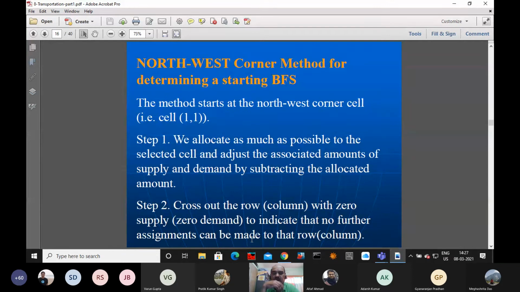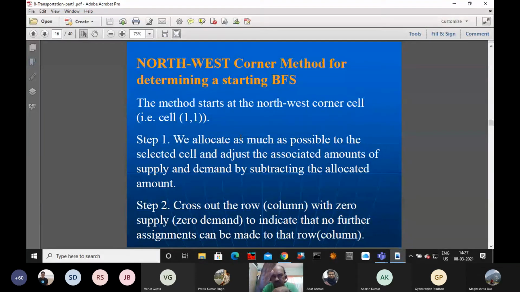First, we are discussing the phase 1 solution. The first method is called the northwest corner method for determining the phase 1 solution, or the basic feasible solution. This method starts at the northwest corner cell, that is cell 1, 1.